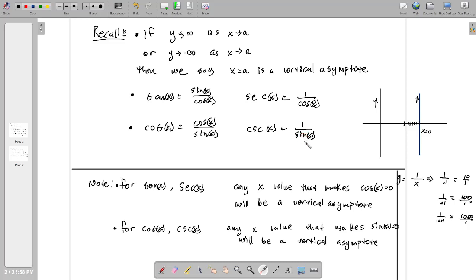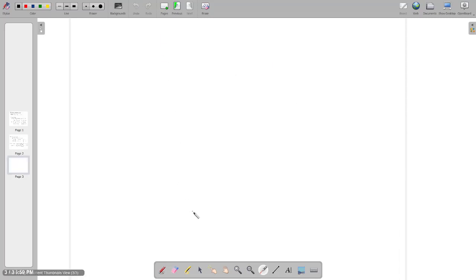So we cannot divide by 0, and as we get closer and closer to the x values that make these denominators 0 for each respective function, our y value will grow without bound, meaning it'll go to infinity or it will go down to negative infinity, which means we have a vertical asymptote. So with that, let's go ahead and graph tangent and cotangent.